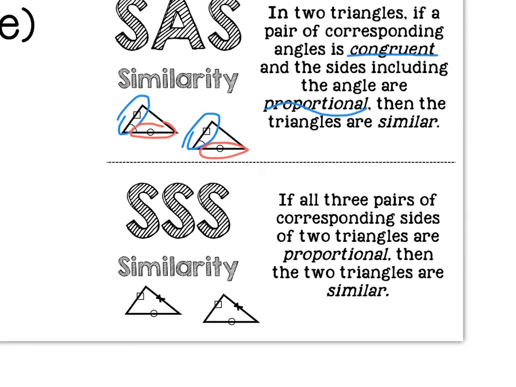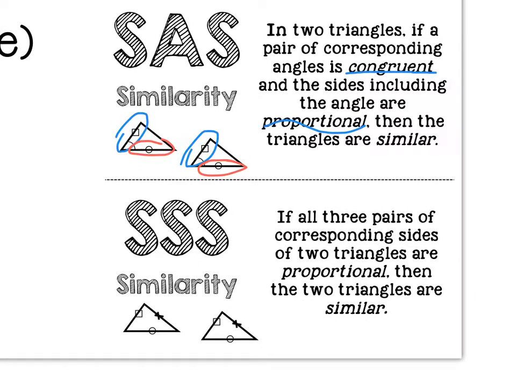And last, side, side, side is like what you think. If all 3 pairs of corresponding sides of 2 triangles are proportional, then the 2 triangles are similar.